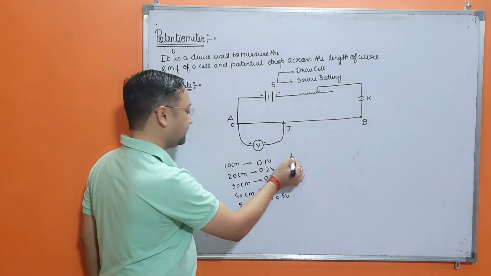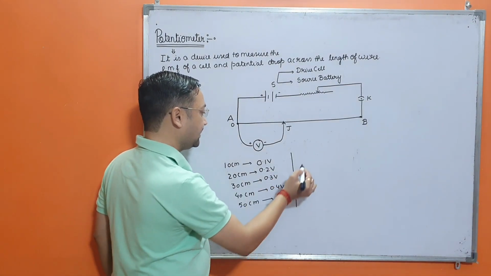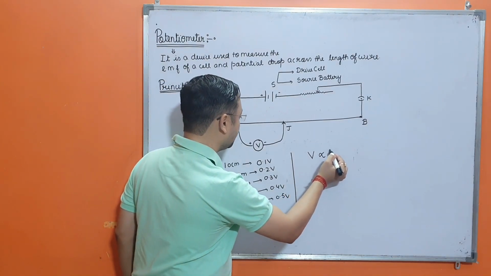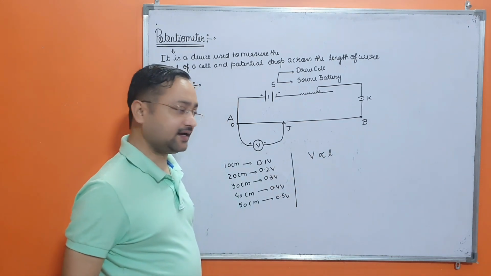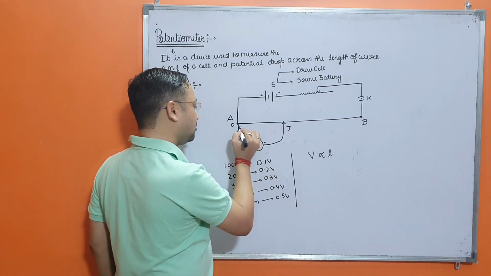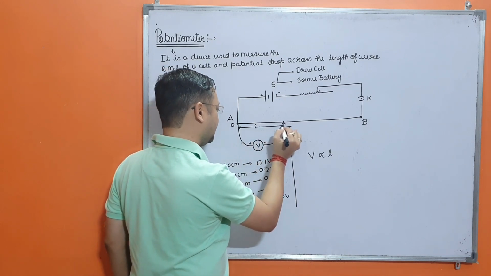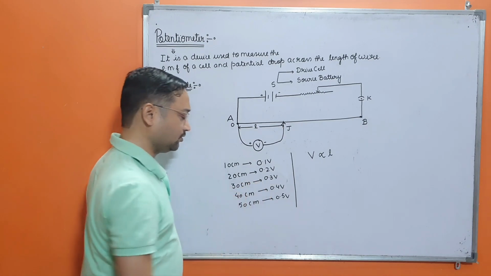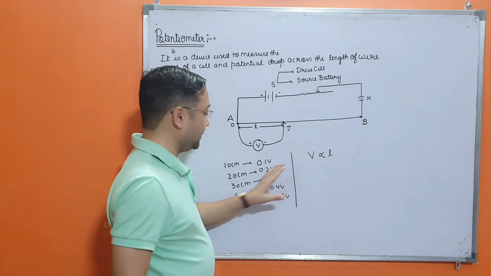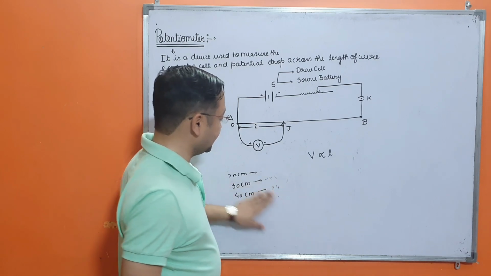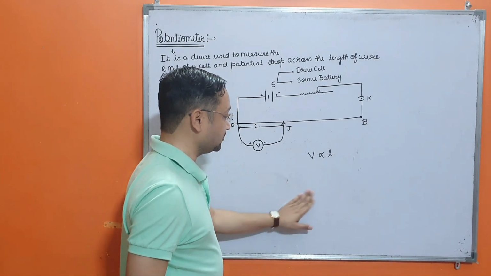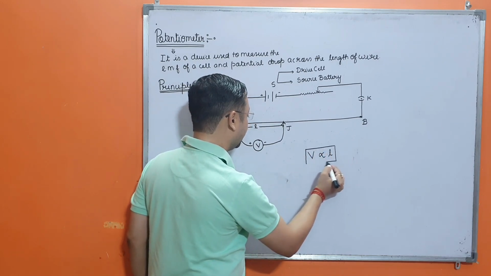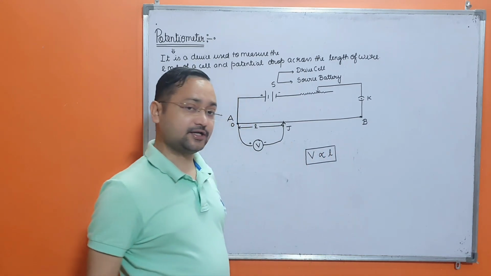The conclusion is that the potential drop across the length of the wire is directly proportional to the length of that portion. Again, the potential drop across this length L of the wire is directly proportional to L, that is, V is directly proportional to L, and this is the principle of the potentiometer.